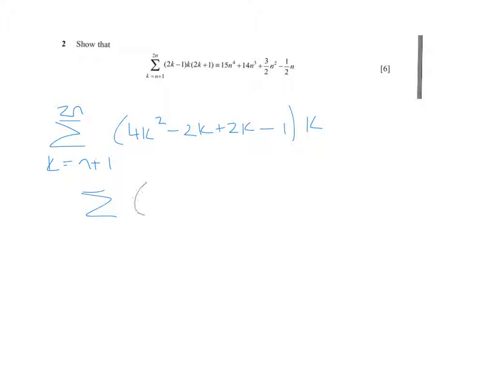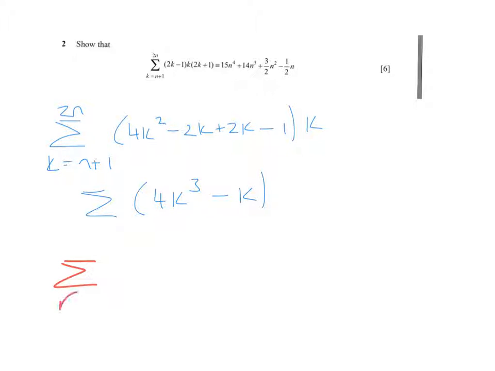So if we expand the brackets on the left, we are summing from k equals n plus 1 to 2n of 4k squared minus 2k plus 2k minus 1 upon k. So we are summing 4k cubed minus k. So let's start by going with the k cubed, and let's go to the formula booklet.